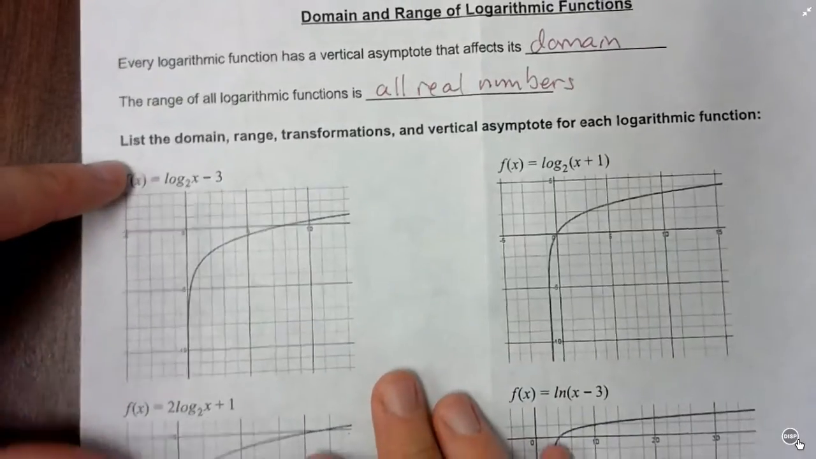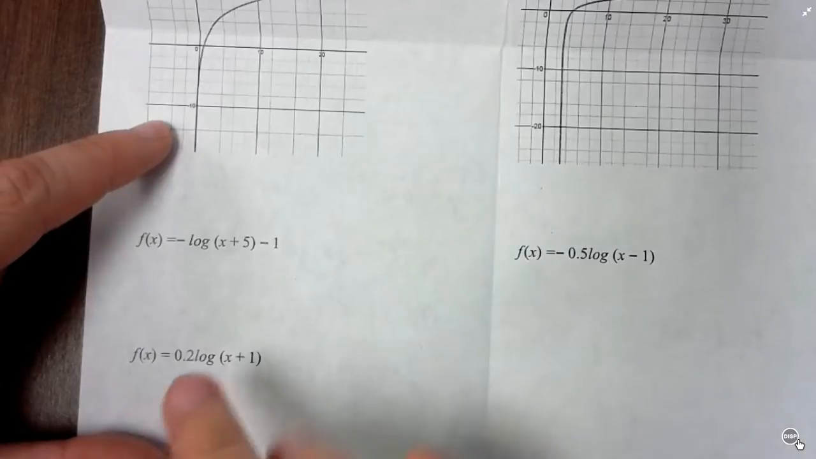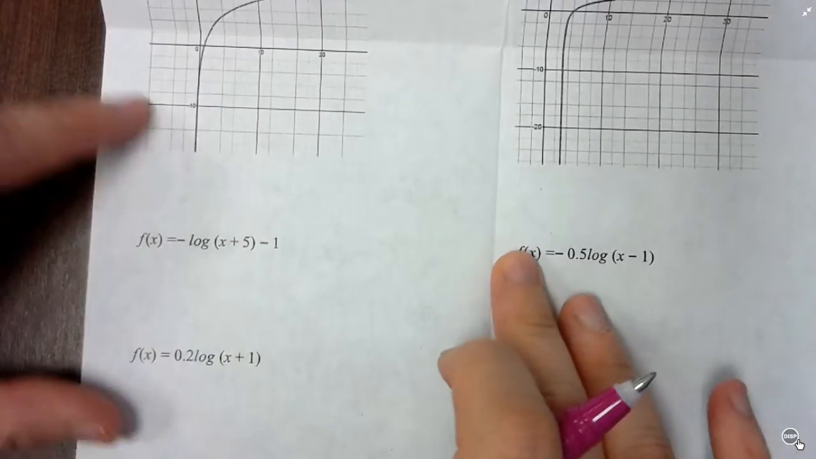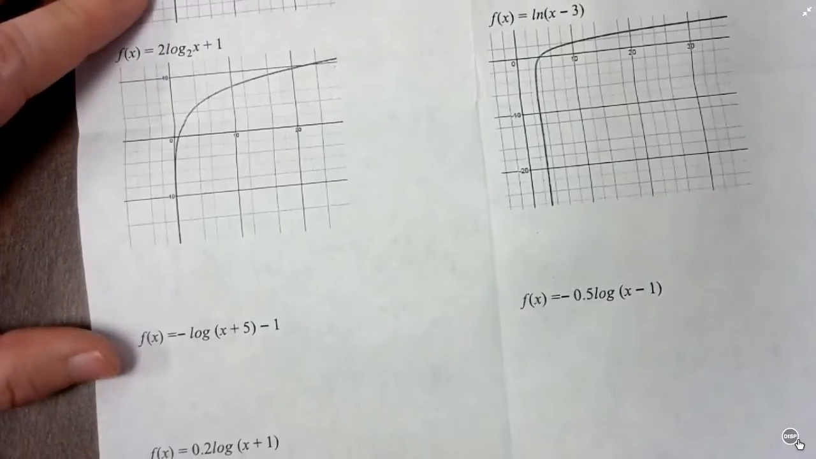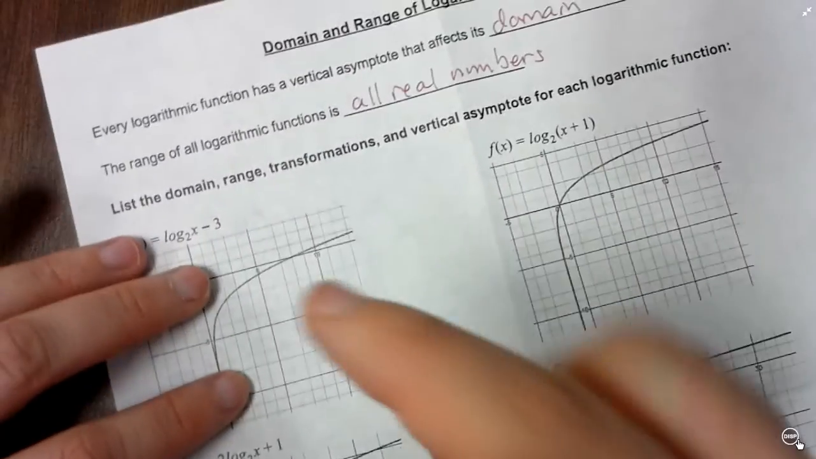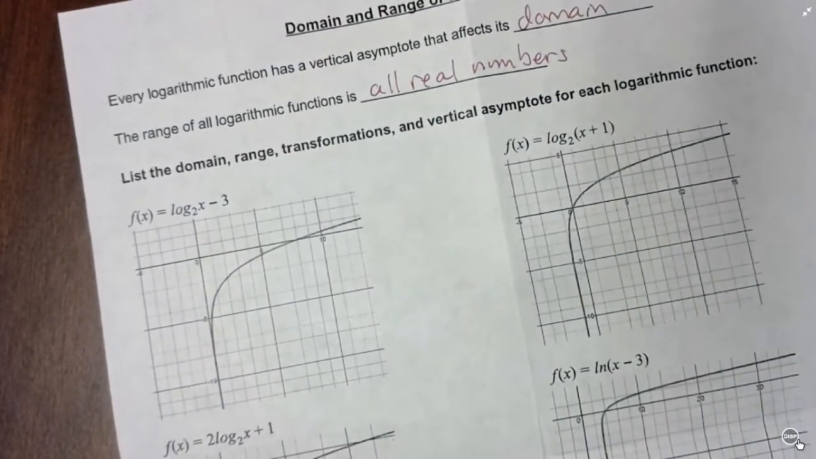On these examples, we're going to do the first 4 on the video, and then I'm going to leave the last 3 for you. You'll have to type them in Desmos first if you want to be able to look at the graph for them, but you're just going to do the same thing that we're going to do up here. So we're going to do domain, range, transformations, and vertical asymptote for each function.